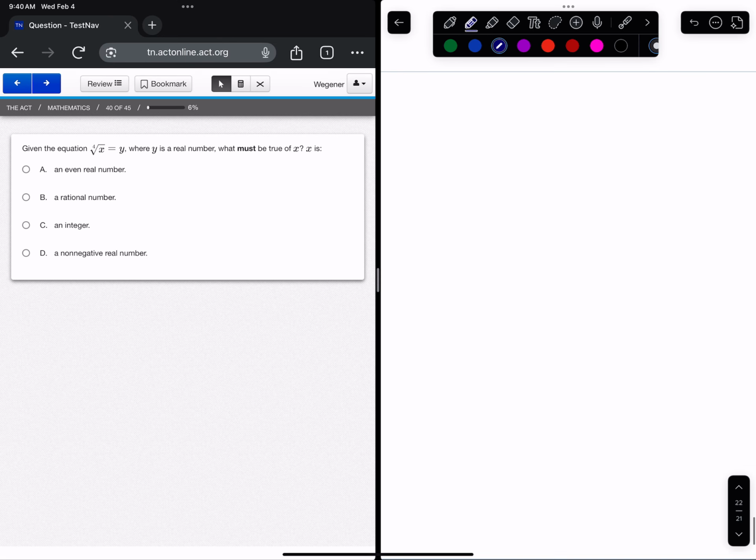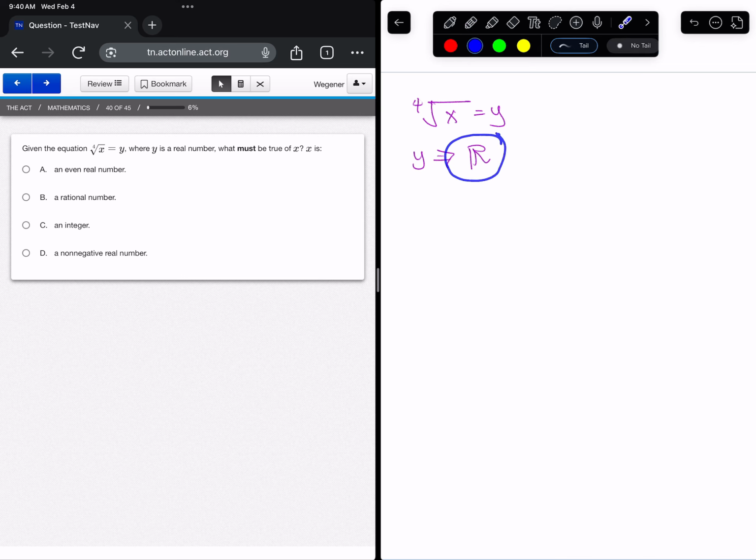All right. Question number 40 is more looking at, do you understand the vocabulary here? Okay. So we have the fourth root of x is equal to y, where y is going to be a real number. This is the symbol for real numbers, okay? Real numbers include, like, negative 1, 0, 1, okay? Those are all real numbers, okay?